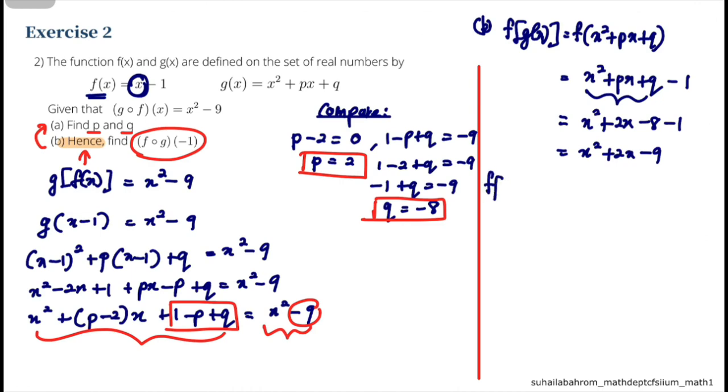Therefore, the question asks you to evaluate f composite g with x equal to negative 1. So negative 1 squared and then plus 2 times negative 1 minus 9. So you will get the answer negative 10. So this is the value of f composite g with x equal to negative 1. So the answer is negative 10.